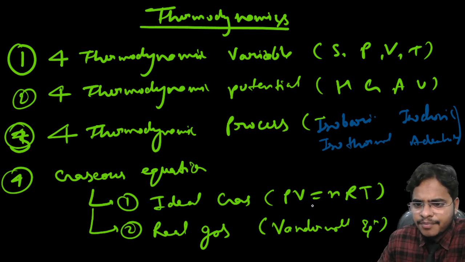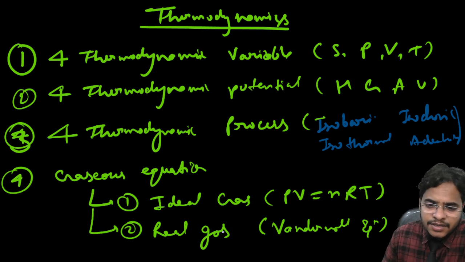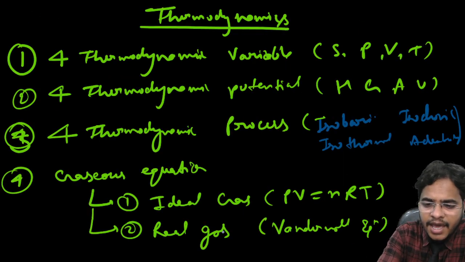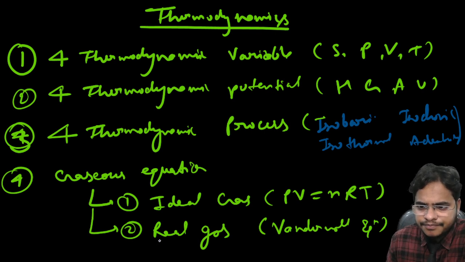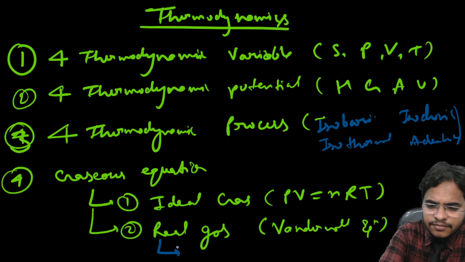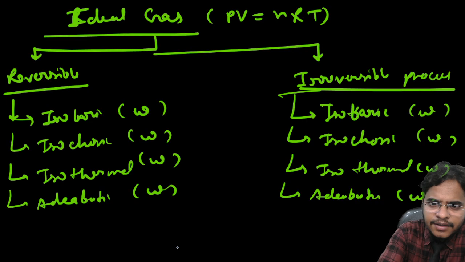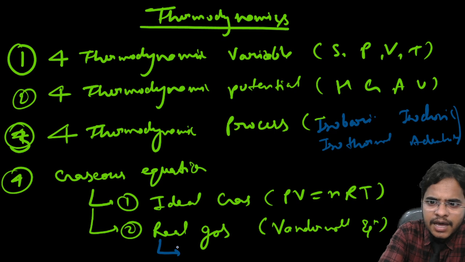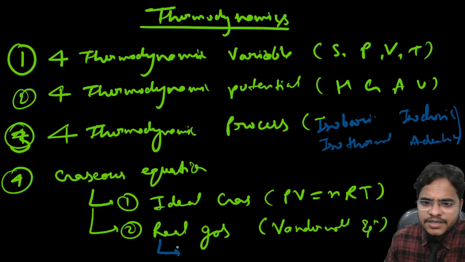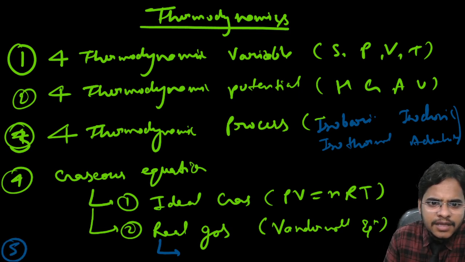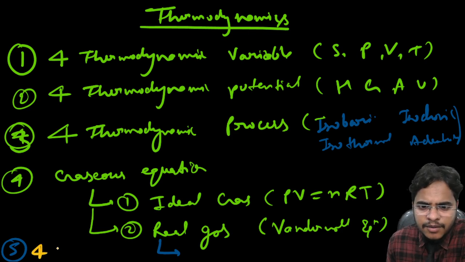For ideal gas, we have PV equals nRT, but for the real gas, which needs vast study, the equation is the van der Waals equation. We also have more equations for the real gas, explanations of the real gas, and for thermodynamic processes, 4 thermodynamic variables, and in thermodynamics, 4 thermodynamics laws.